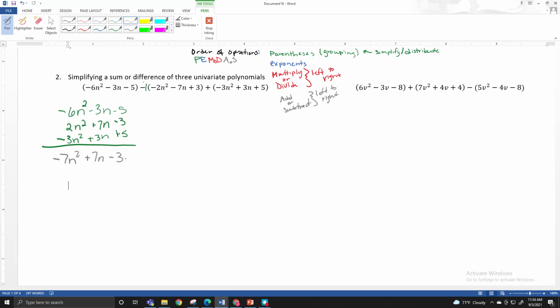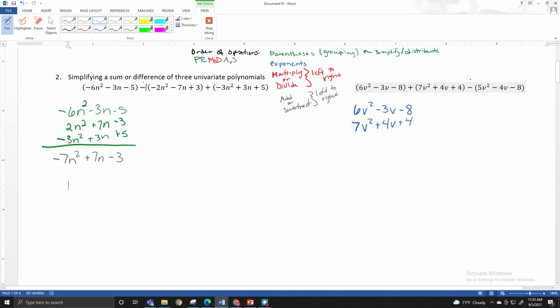So we can do it again with another example. So remember, get rid of the parentheses first, because order of operations tells you to simplify and distribute. So I have 6v squared minus 3v minus 8, first term. Nothing attached to the parentheses. The second one, I'm adding the next set of parentheses. There is nothing to distribute, so I'm going to put those next, and I'm going to just stack them like I did before. So 7v squared plus 4v plus 4.